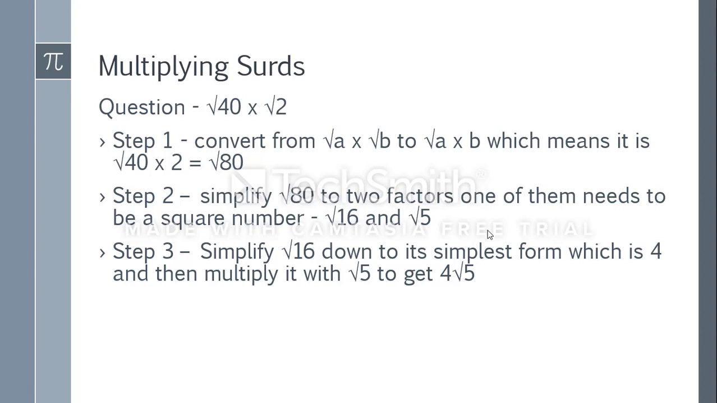Step 2, we have to simplify root 80 into two factors, similarly to how we did with simplifying surds. And one of them needs to be a square number like before. So an option is root 16 and root 5. So our final step is to simplify root 16 down to its simplest form, which is 4, and then multiply it with root 5 to get 4 root 5.